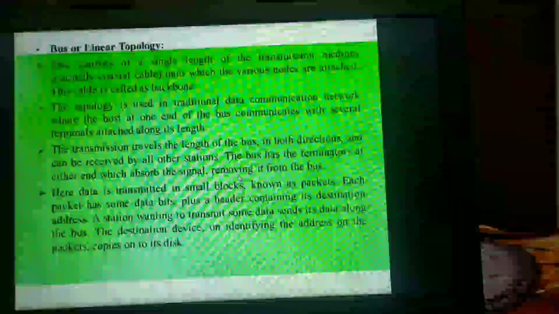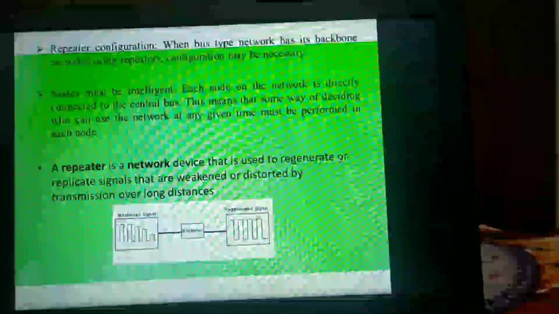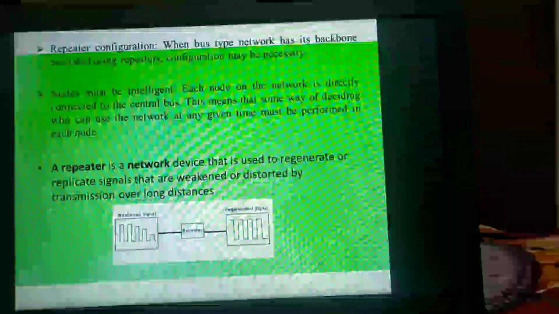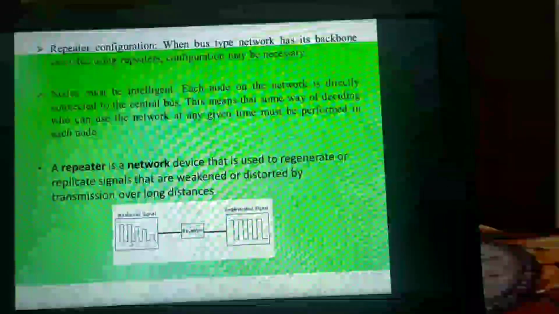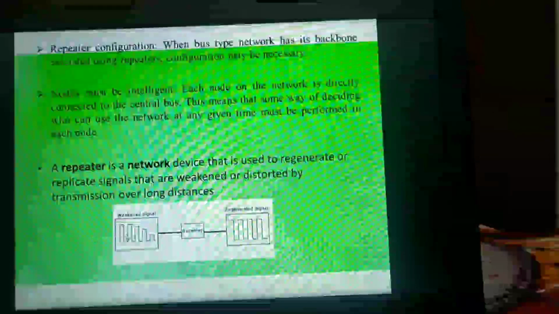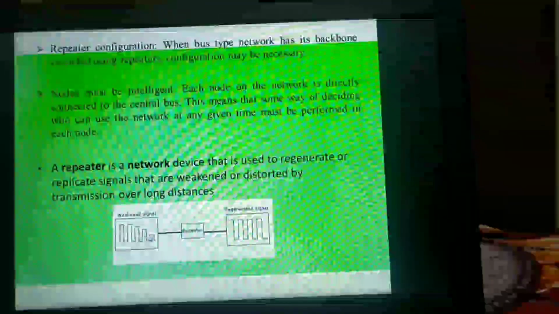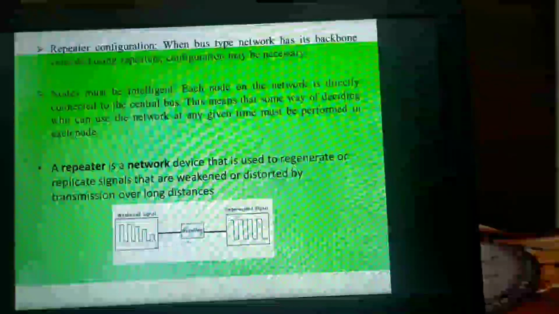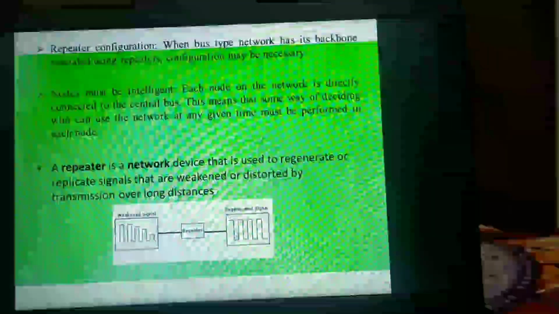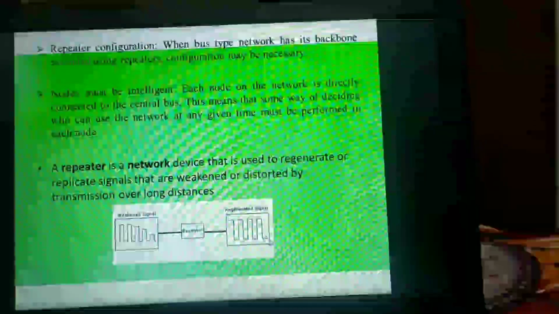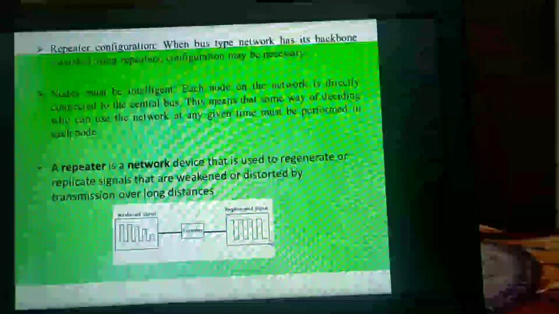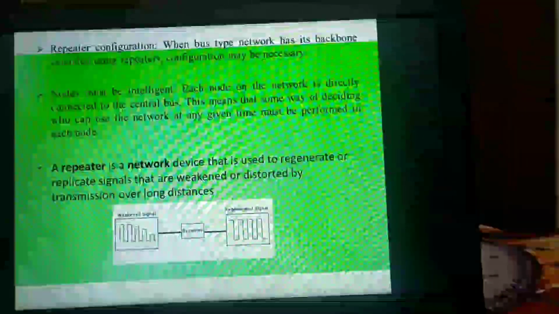You can just see here the repeater. It's a device that is used to regenerate or replicate the signals that are weakened or distorted by transmission over a long distance. As your data packet comes from a long distance, the strength will degrade. Once the strength degrades, obviously there will be loss of data. Once it is passed through this repeater, the strength of your original data will be regenerated. That is the reason you need a repeater. So these were the advantages.